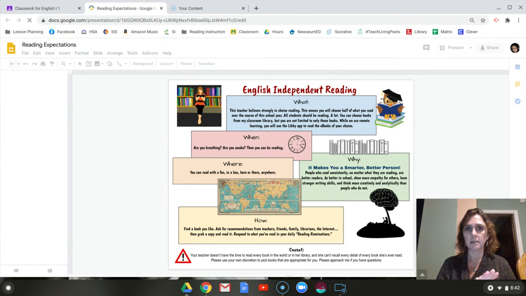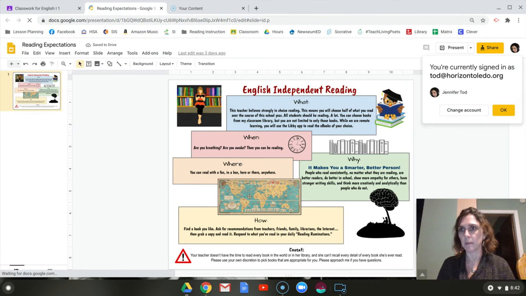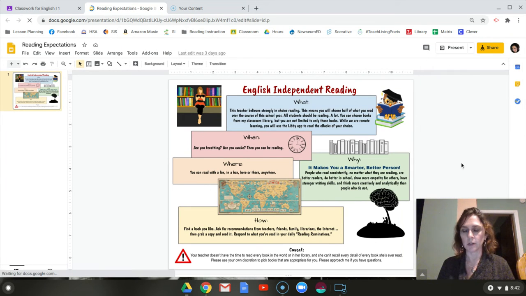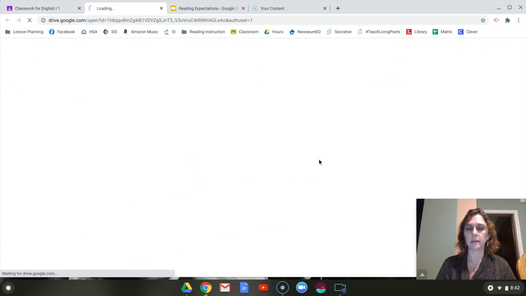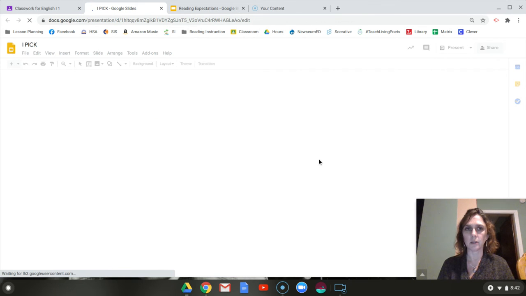It explains what, why, when, where, and how about my independent reading program. We're going to talk about how we're going to do independent reading this year tomorrow on our next assignment. So you are going to read this slide, all right? That simple. And then you're going to go back to I Pick, and you're going to take a look at this slide.